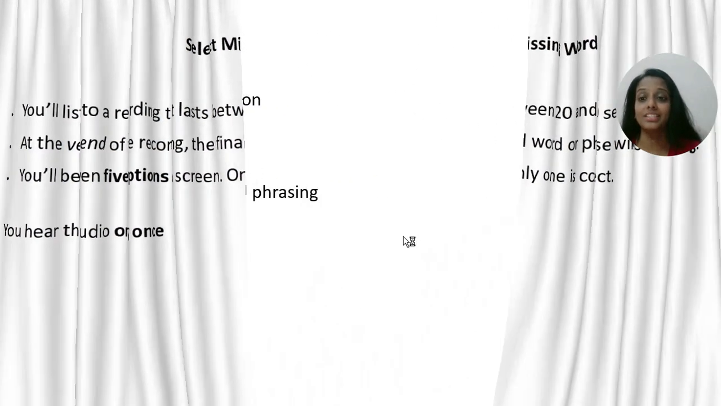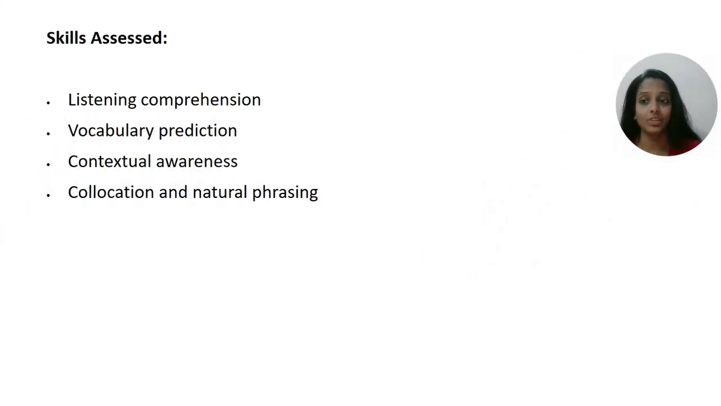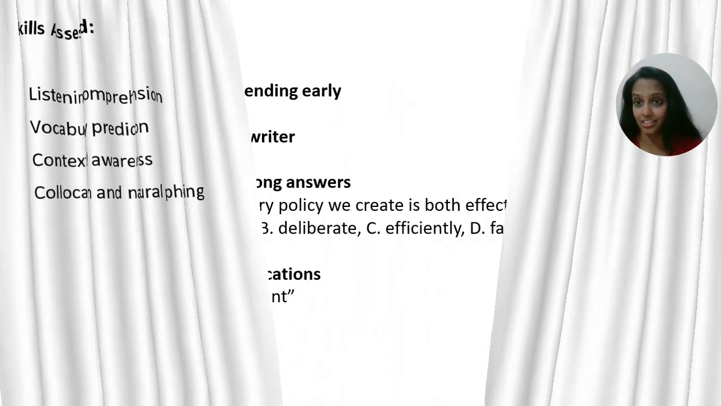And let's see what skills are being assessed in this task. Your listening comprehension, vocabulary prediction, contextual awareness, and collocation, natural phrasing. These are the skills basically assessed in this task. So you need to understand the full context, tone, and structure of the sentence to predict what should come next. Got it? And let's see some of the winning strategies.